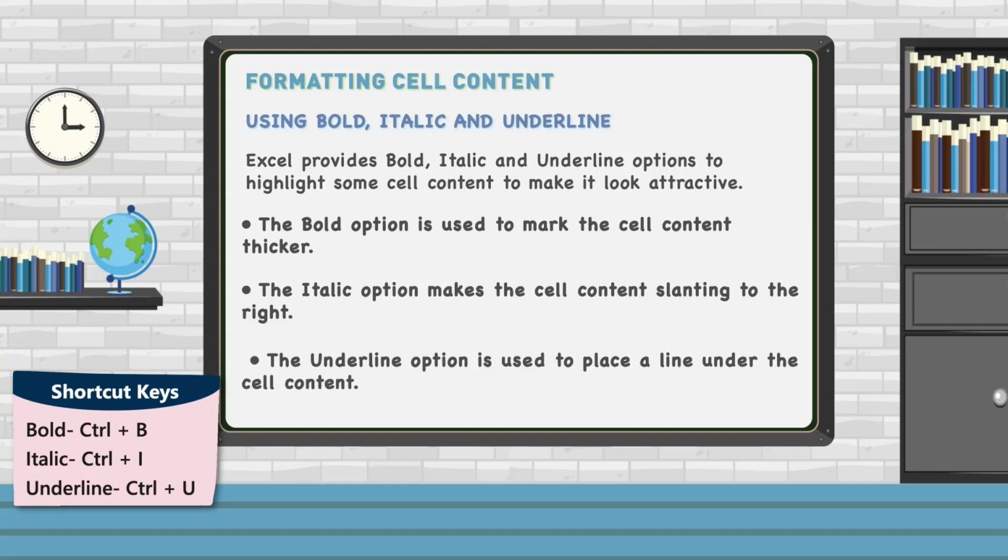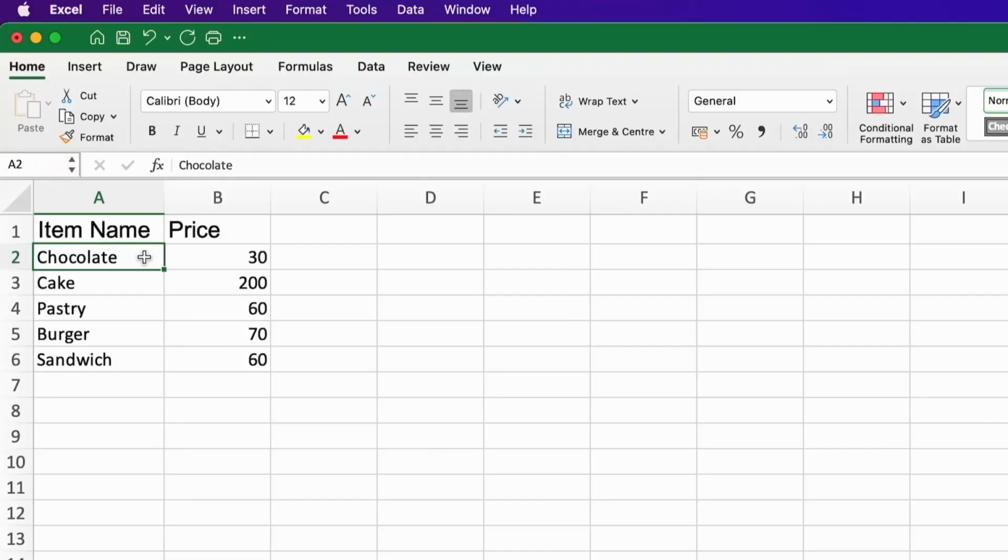These are the steps to use them. First, select a cell or the cell range. Next, select the bold, italic and underline options as desired from the font group in the Home tab.